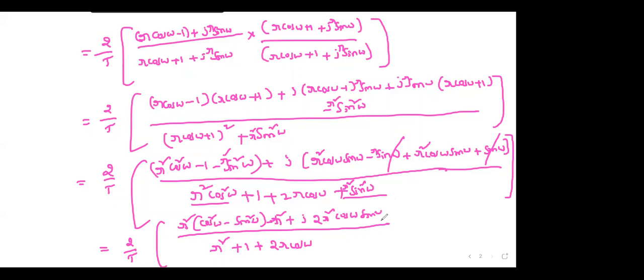The denominator is corrected, the numerator we should simplify further. So 2 r sin omega. So r cos omega should not be there. What happened? Okay, we will simplify here. r square we can take common from everything.